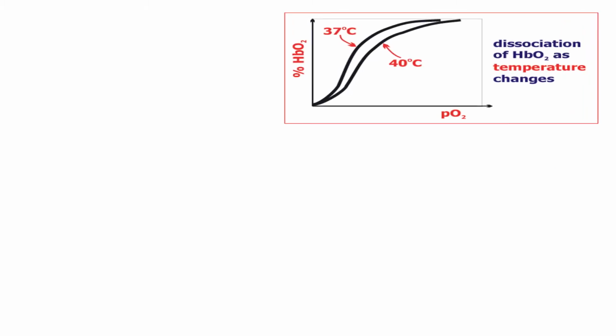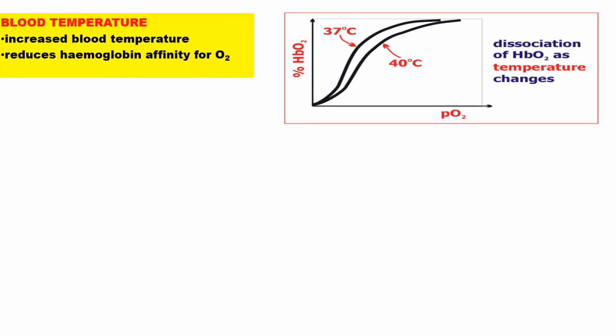Now the effect of temperature on the oxygen hemoglobin dissociation curve, as we can see here. One is a normal temperature, that is 37 degrees Celsius, and on increase of the temperature to 40 degrees Celsius, which is the maximum temperature attained by the contracting or active muscle, the shift is towards the right. That means it has decreased affinity for binding with oxygen. The hemoglobin affinity decreases and therefore there is more release of oxygen.